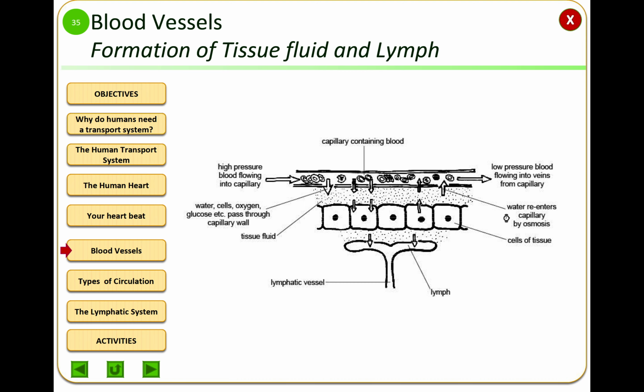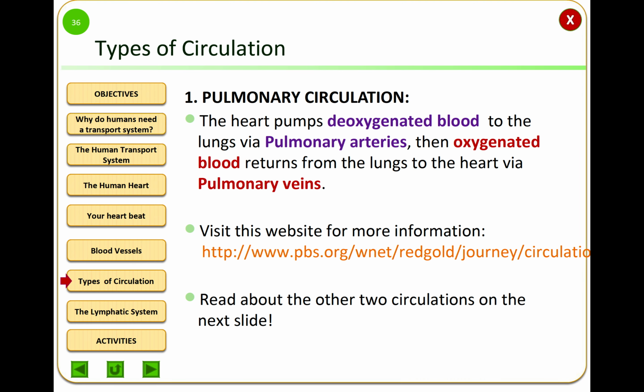Okay, there are three types of circulation. Two of them are very important. We call the first one the pulmonary circulation, where the heart moves the blood, carrying deoxygenated blood with carbon dioxide to the lungs through the pulmonary artery, and then the oxygenated blood returns to the heart from the lungs by the pulmonary veins. You can see the website here, and the link is available to go through it. It is the smallest circulation, and we call it the heart-lungs circulation.